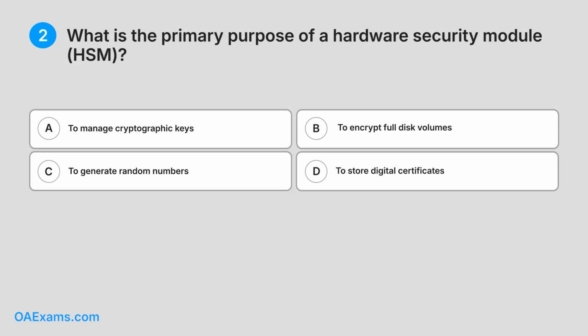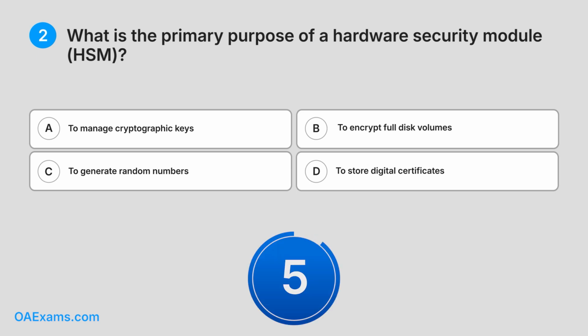2. What is the primary purpose of a hardware security module, HSM? A. To manage cryptographic keys. B. To encrypt full disk volumes. C. To generate random numbers. D. To store digital certificates. Do you know the answer?